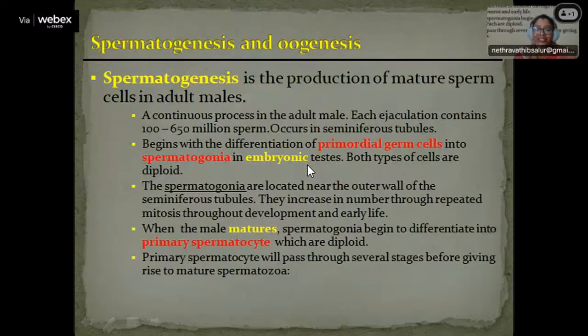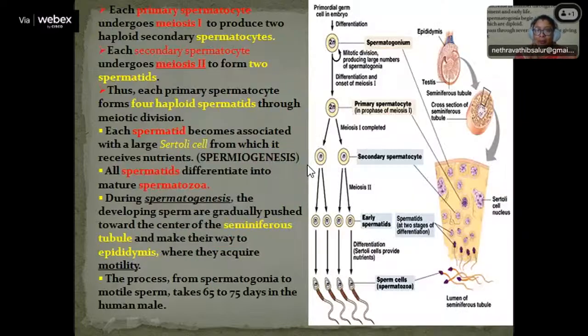Now, coming on to the next concept, gametogenesis. What is gametogenesis? We all know it is nothing but production of the gametes. Now, where are the gametes produced? The gametes are produced in the gonads. Correct? So, that means the testis produces the sperms, which is called as spermatogenesis, and the ovary produces the egg, which is called as the oogenesis. So, that is about the spermatogenesis. Now, let us talk in detail about the spermatogenesis.